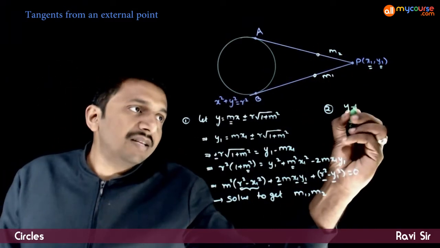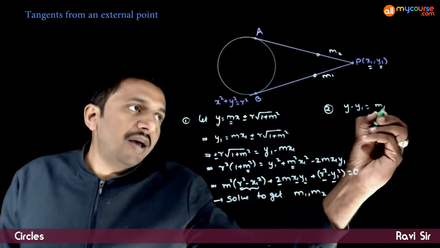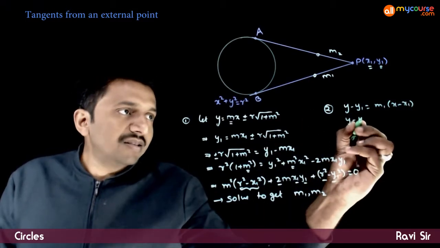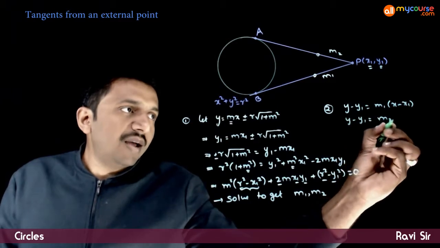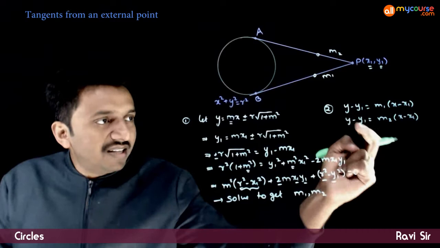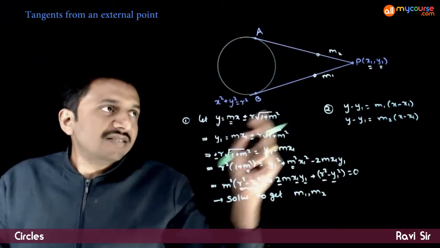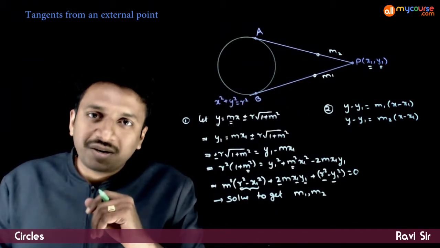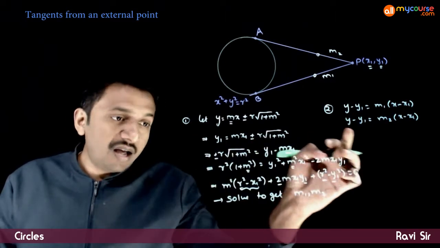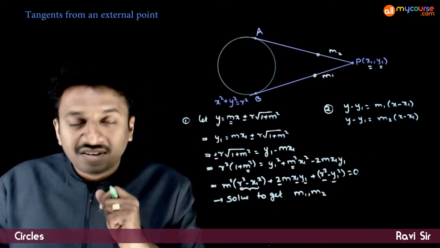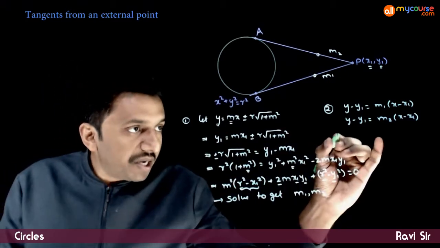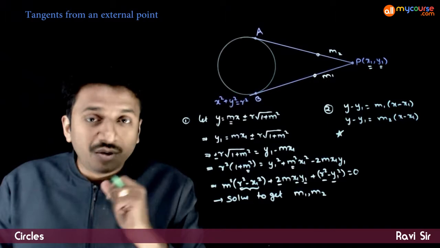So y − y1 = m1(x − x1) and y − y1 = m2(x − x1). These are the two tangents that you get from this point. I hope you understand how we have done this. Here you have a special case which is very important. Sometimes it may lead to confusion.